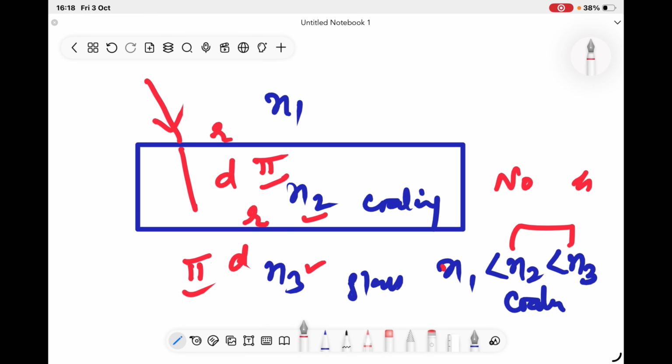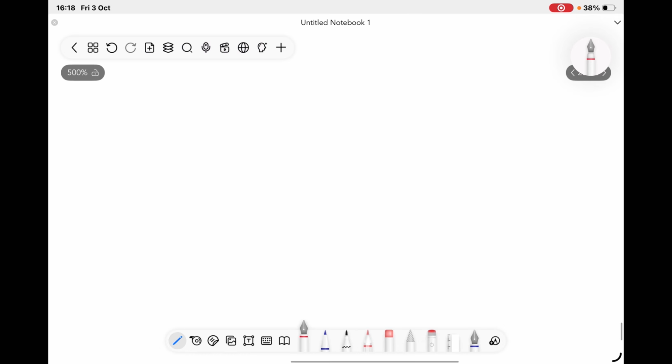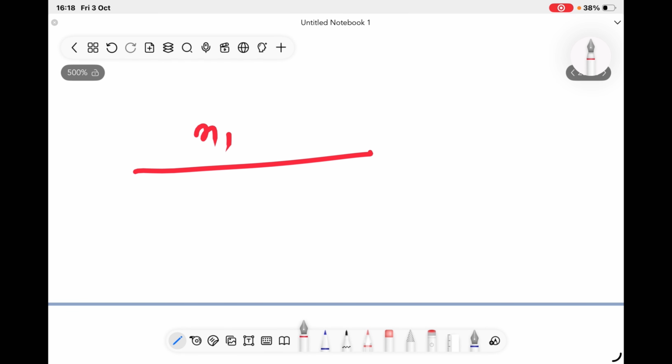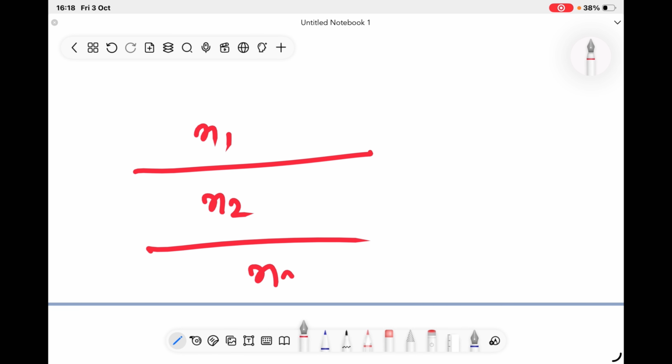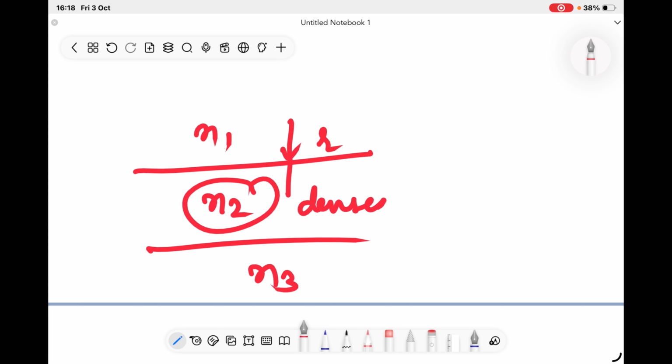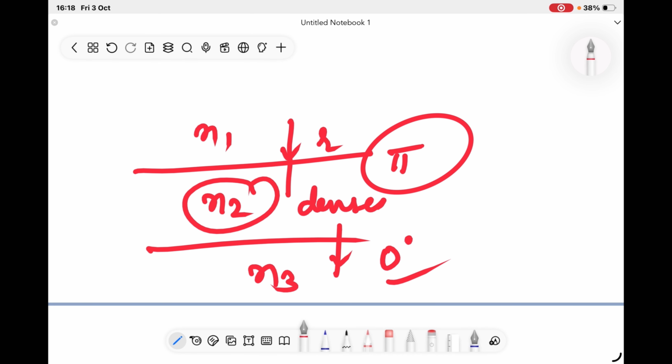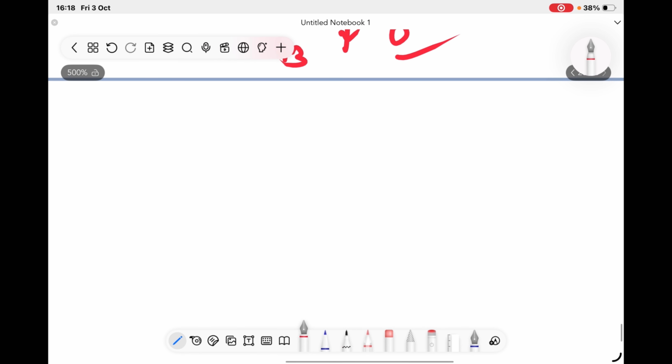Earlier that was the difference, that was the case. But now they are saying that n1 is air, then n2, and then n3. Now they say n2 is the densest. So when the ray is coming from rarer to denser, there is a phase difference of pi. But when the ray is going from denser to rarer, there is no difference. So how much is the total phase difference? Pi only. Earlier it was 0, now it is pi.